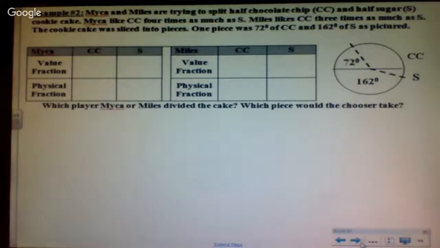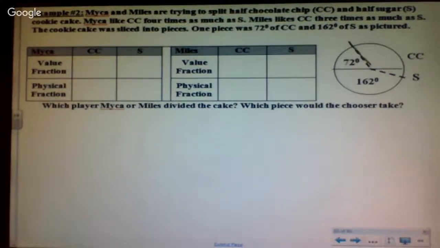Okay, take a look at number 2. Micah and Miles are trying to split half chocolate chip and half sugar cookie cake. Micah likes chocolate chip 4 times as much as sugar, and Miles likes chocolate chip 3 times as much as sugar. The cookie cake is sliced into pieces. One piece is 72 degrees of chocolate chip and 162 degrees of sugar as pictured.